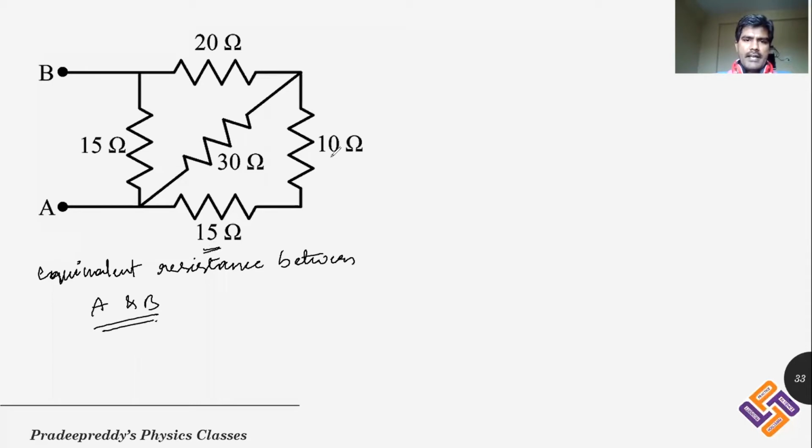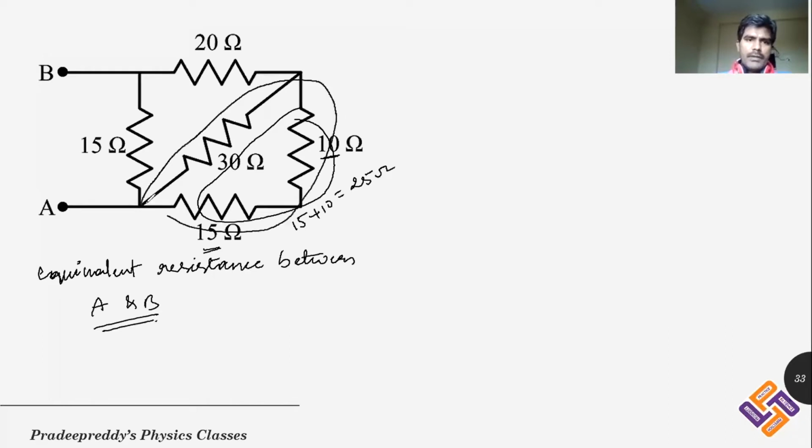15 ohm resistance and 10 ohm resistance both are connected in series. As they are in series, the effective resistance of these two becomes 15 plus 10, which is 25 ohm. And that 25 ohm is connected in parallel with this 30 ohm. So this combination becomes 25 ohm into 30 ohm divided by 25 plus 30. This is 25 into 30 divided by 55.